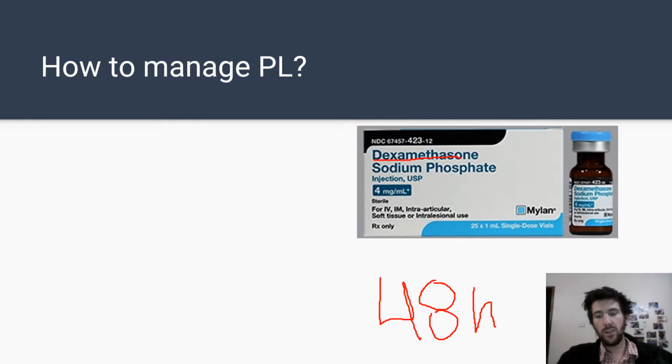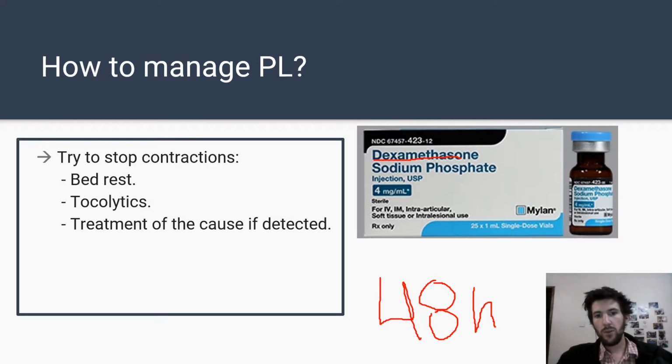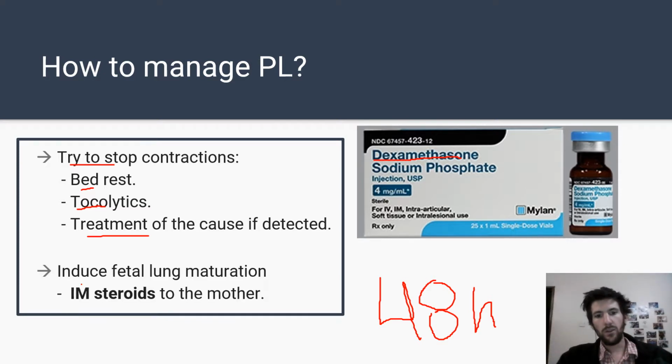So how to manage the preterm labor? Try to stop the contractions first, if the mother has the indication for that. Bed rest, tocolytics, and treatment of the cause if it's detected. Antibiotics, for example. Also, induce the fetal lung maturation. That is the most important. That is the maturation with intramuscular steroids to the mother during 48 hours. Okay?